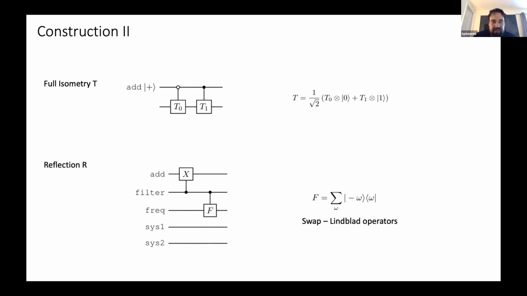The next thing that you need is your reflection, and in that reflection there are also two components. There's an F, and this F element takes the role of what the swap operator does. It flips ω to −ω. So it associates the Lindblad operator S_ω with S_−ω, its Hermitian conjugate, and they get flipped around. Once this is applied in the filter, you also swap the adder registers around. And so that essentially is the reflection operator.